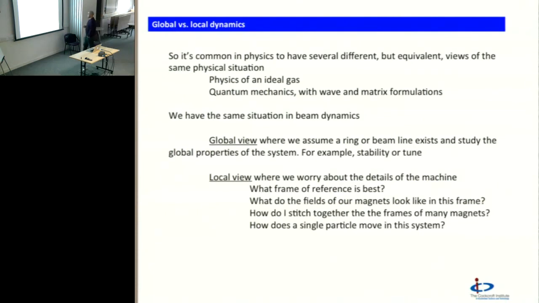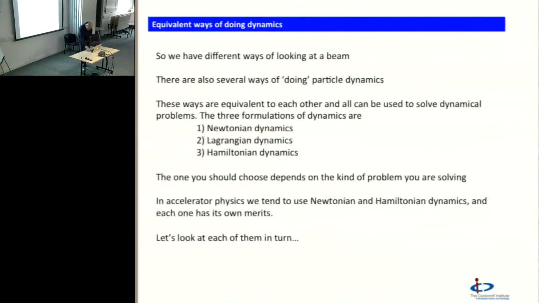Or we'll have a local view, the details of the machine. What frame of reference do we have to define our particles? What do the fields look like in that frame? How do I stitch together the frames of many magnets? And how do single particles move in this system? And also, do they interact with each other? So we have this dual view to worry about, and we'll advance both as time goes on.